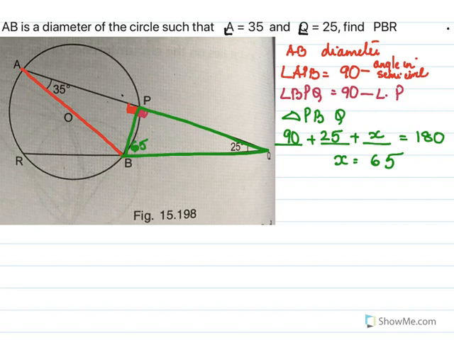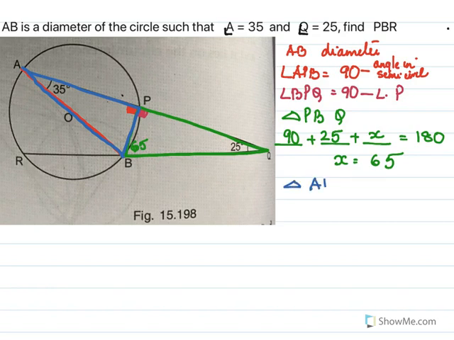So this angle is 65. Now here is yet another triangle. I'm going to take triangle ABP. In this ABP also two angles are given.